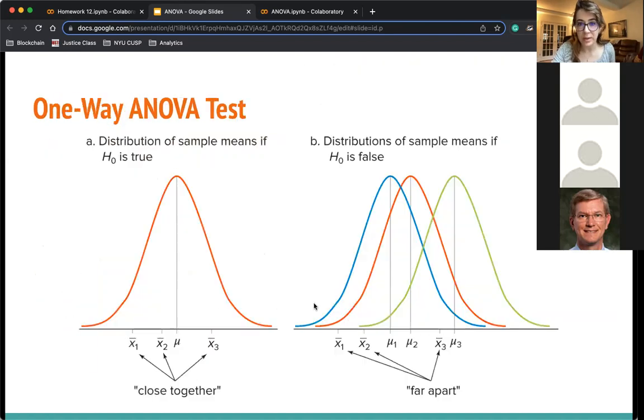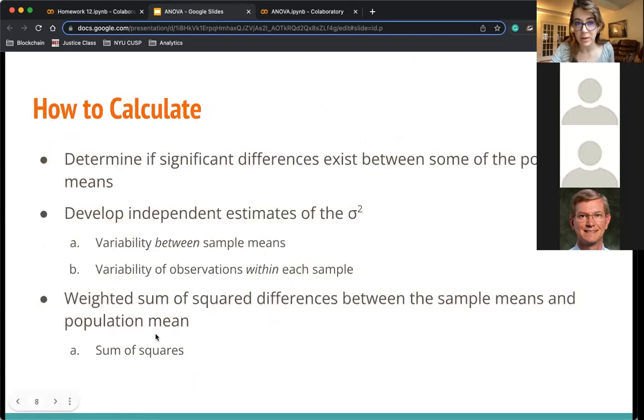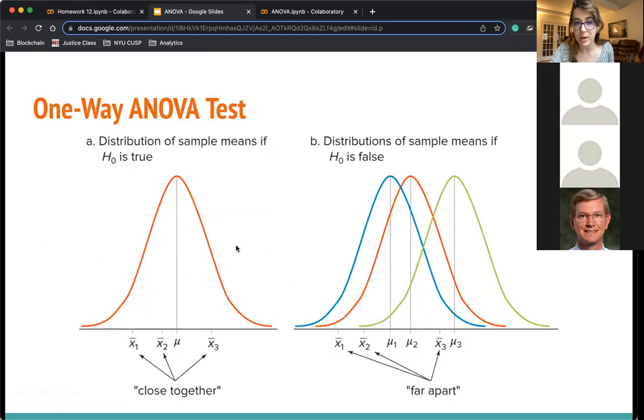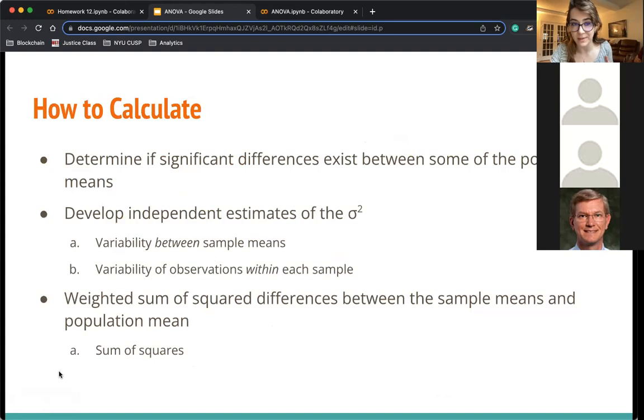Just to bring this back to what we were talking about, this is that first component, the variability between sample means, where we're trying to calculate how far apart these means are from each other. So that's why we are taking the mean of the total group and subtracting each group from that grand mean. We're trying to see how far these means are from each other. And that's this component A.